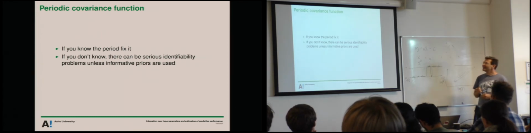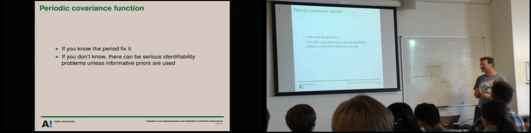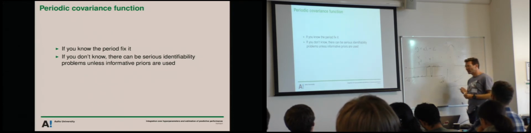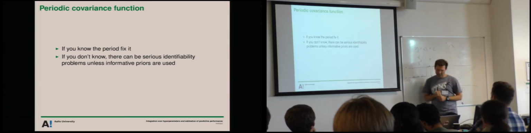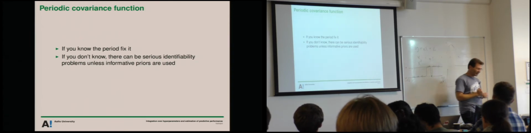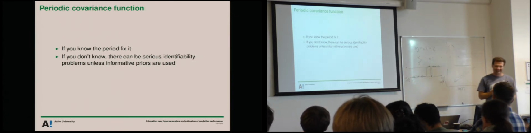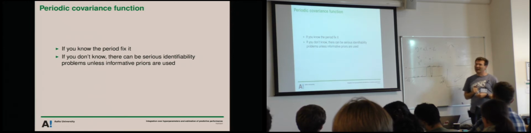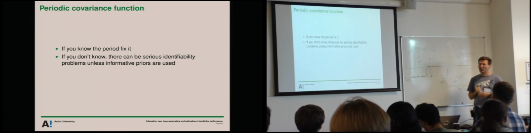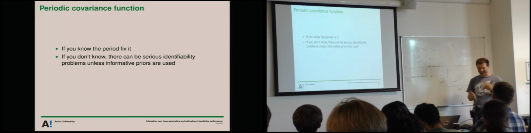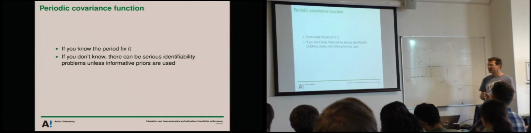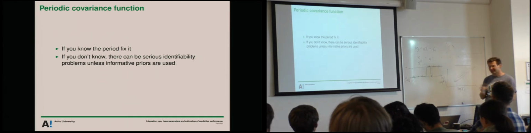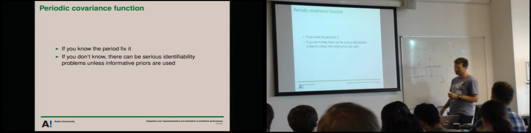But then with GPs and periodic covariance functions, you will possibly get serious identifiability issues unless you use some other way to first integrate data about the frequency or the period length, and hopefully also some additional prior information about sensible values, and then use an informative prior.